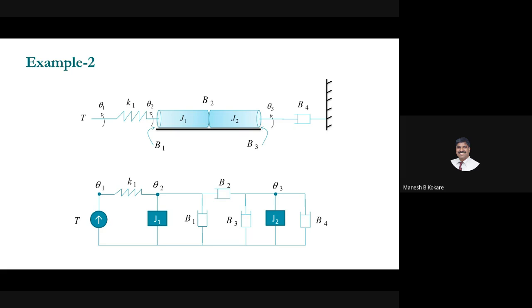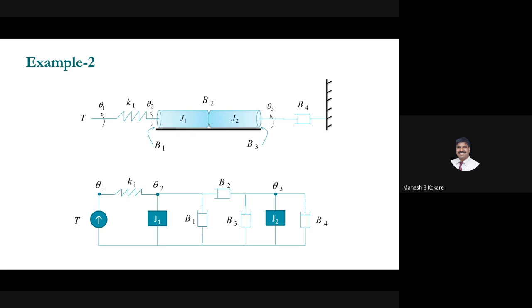So what will be the total incoming torque? That is equal to K1 into (theta 1 minus theta 2), whereas the total outgoing torque will be equal to J1 into d2 theta 2 by dt square plus B1 d theta 2 by dt.